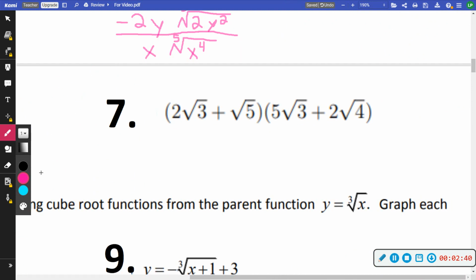Let's go to the next one. So I'm going to take 2 square root of 3. I'm going to take this term times this term. So I'm multiplying those. So 2 times 5 is 10. And square root of 3 times square root of 3 is square root of 9.